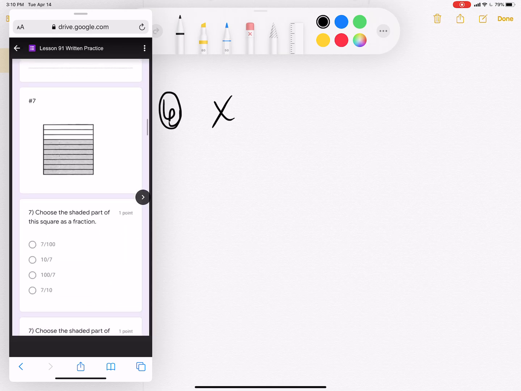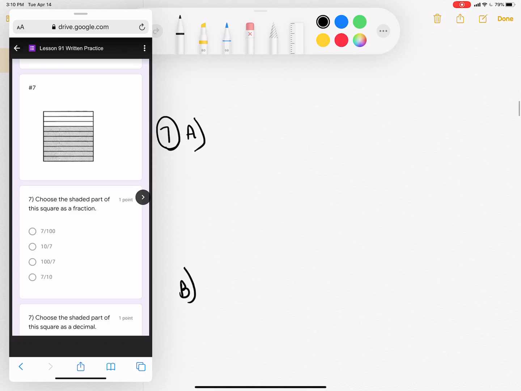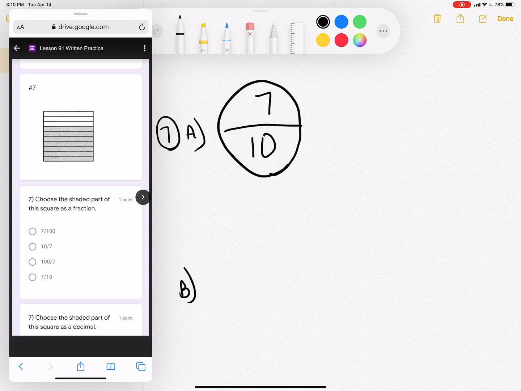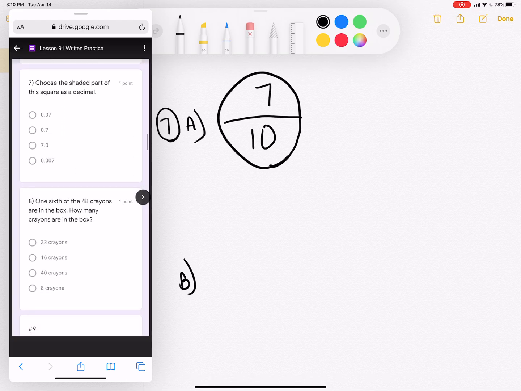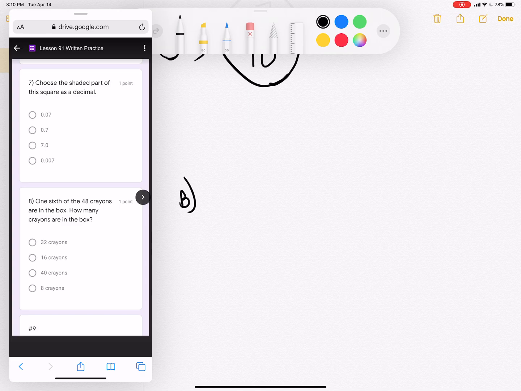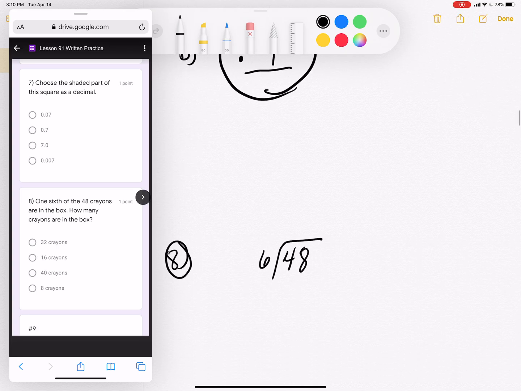We're skipping number 6, going on to number 7. Choose the shaded part of this square as a fraction. We know when a hundreds block is divided into pieces that are long like that, it's 10 tens. And how many do we have all together? Can count those. That would be 7 tenths. 7 tenths. Part B. Choose 7 tenths as a decimal. So I know that the first decimal place is the tenths, so I just put a 7 there with a decimal, and this is 7 tenths.